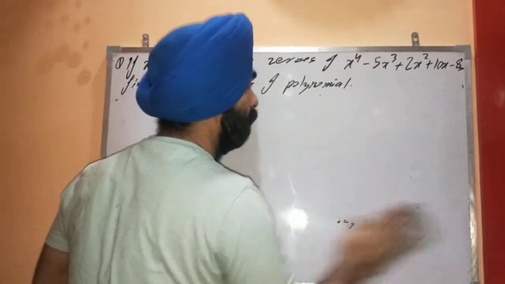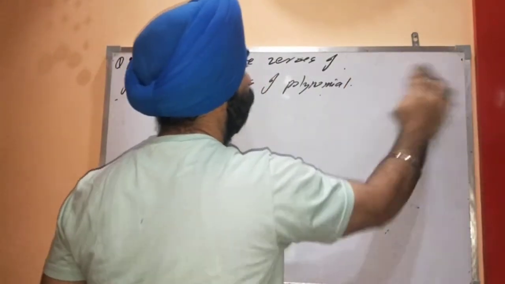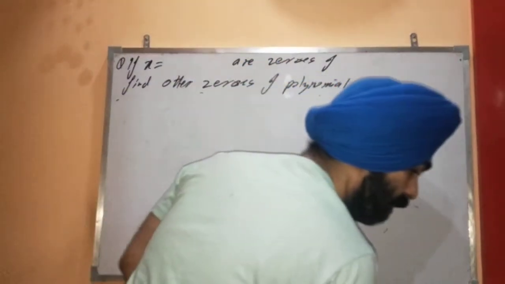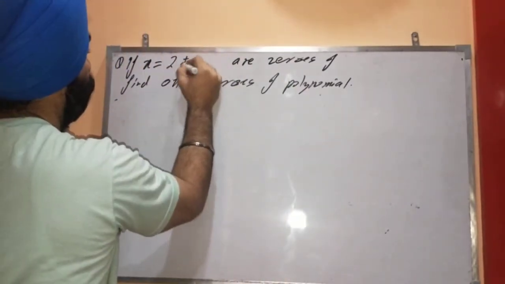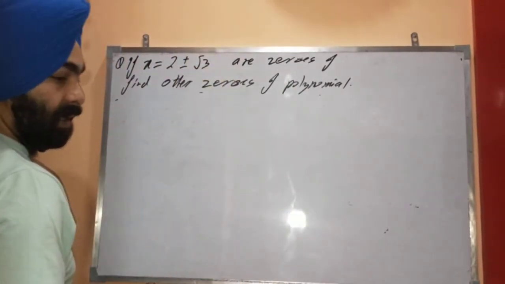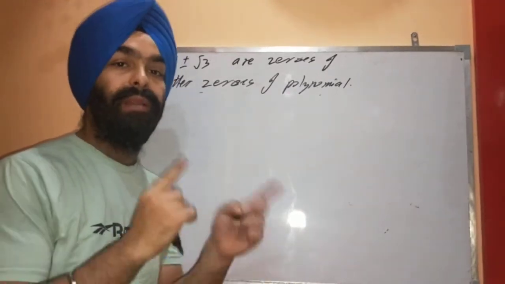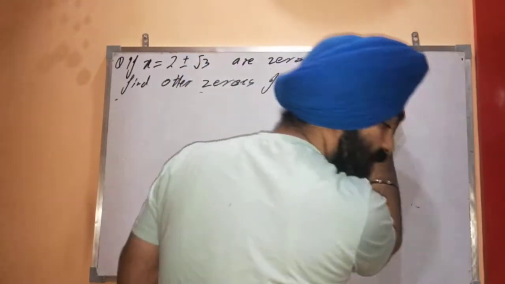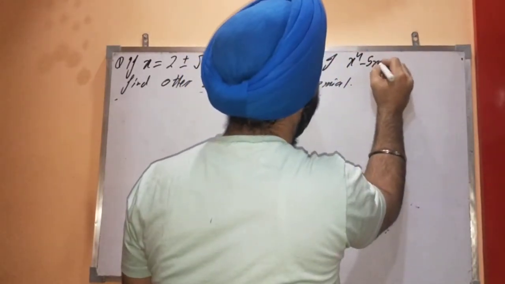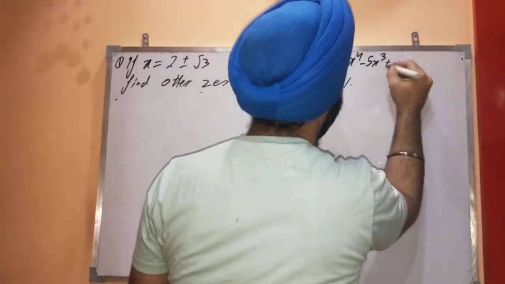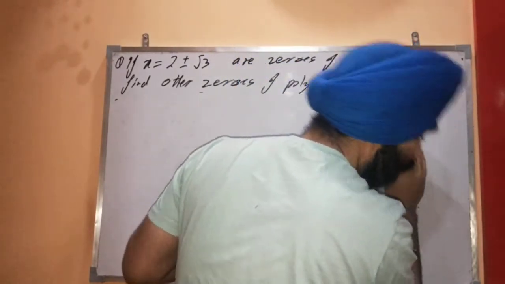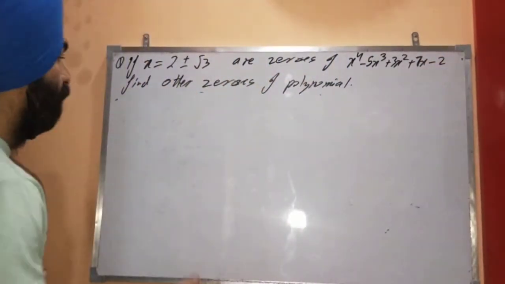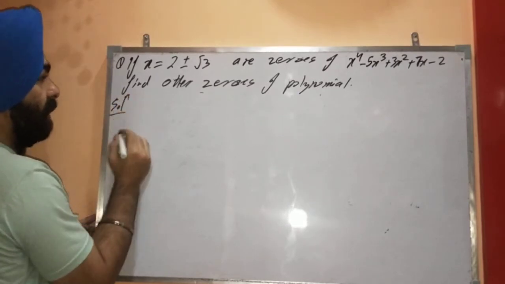Now we will do one more question of this type, which is comparatively a little bit trickier. The question is the same. The zeros are 2 plus minus root 3. Right? So one of the zeros is 2 plus root 3 and the other is 2 minus root 3. And the polynomial is x raised to the power 4 minus 5x cube plus 3x square plus 7x minus 2.